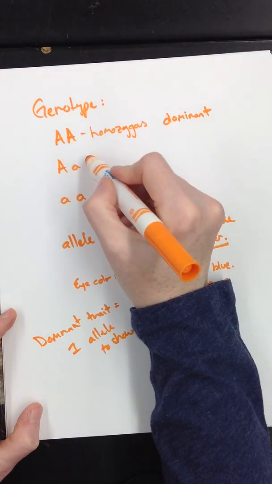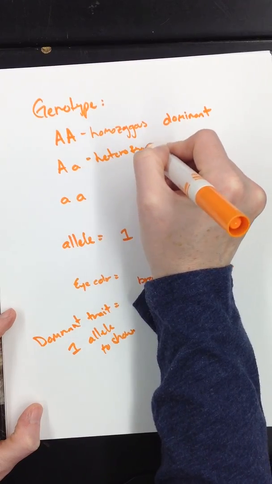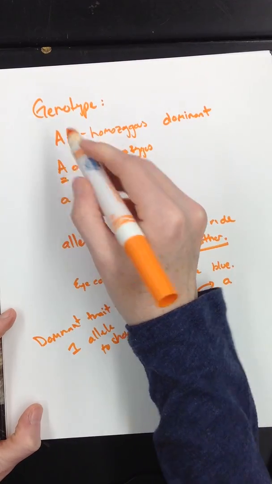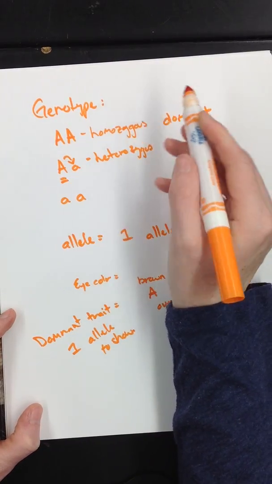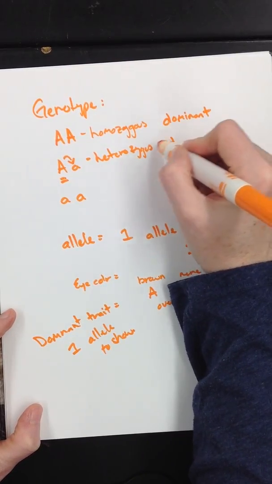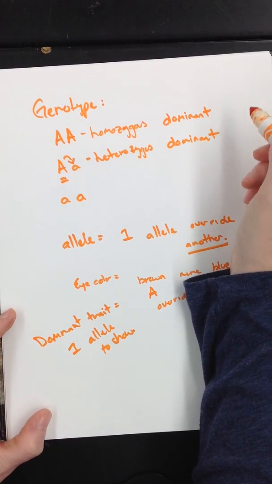Okay? And so if we look at this guy, well, big A, little a, this is heterozygous. But since he has a big A, he's going to overshadow that little a. So you're not going to get a mix of brown and blue. You're just going to see brown, sorry. That is still going to be a dominant trait.